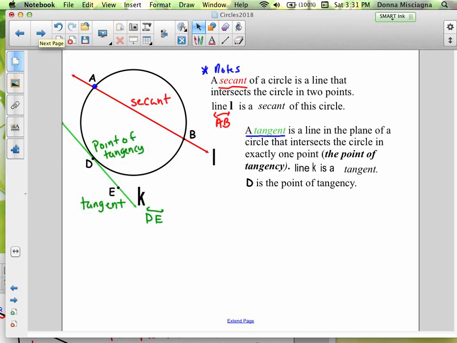Right? So a secant will intersect the circle twice. The tangent only intersects the circle once. And because of that, there are some unique things about tangents that we're going to learn about.